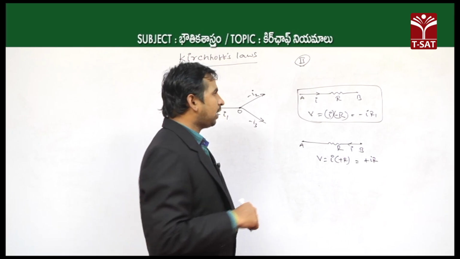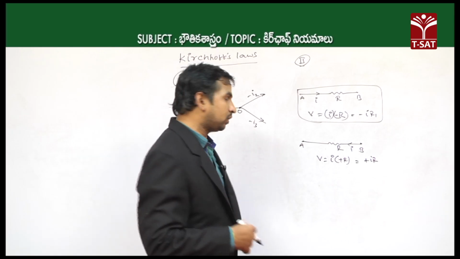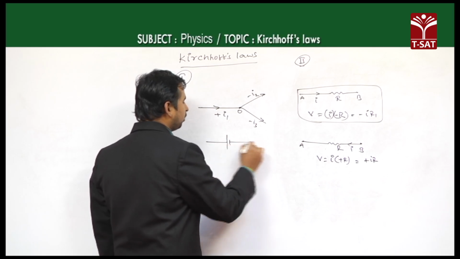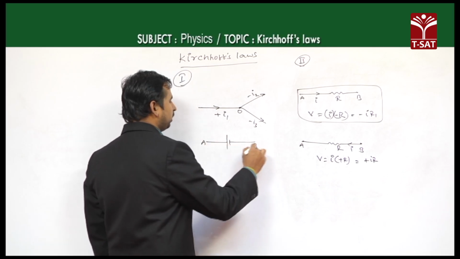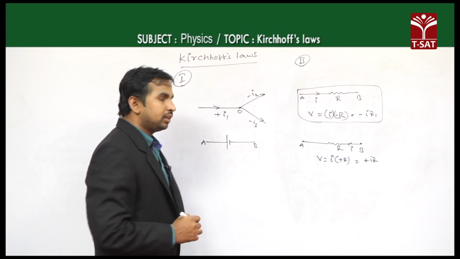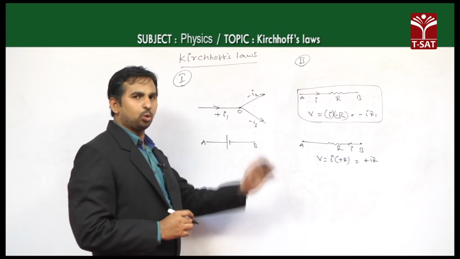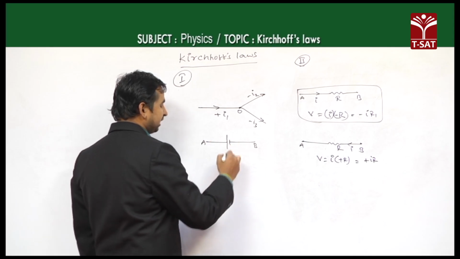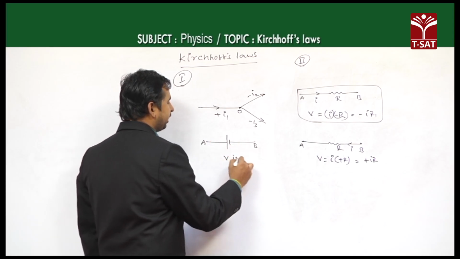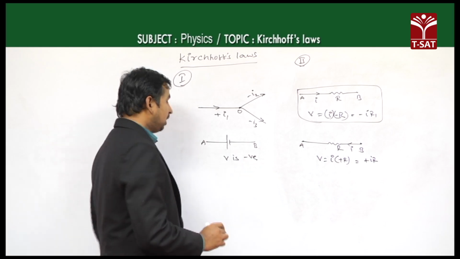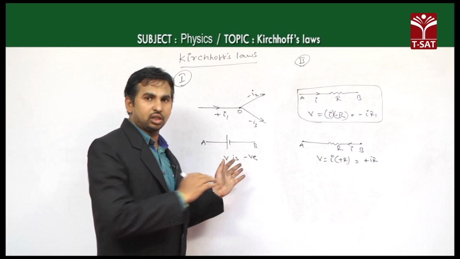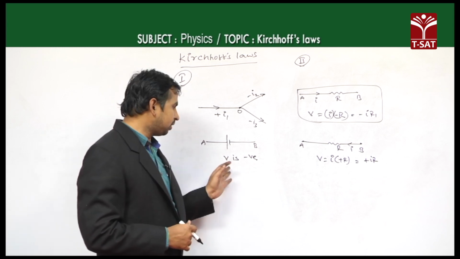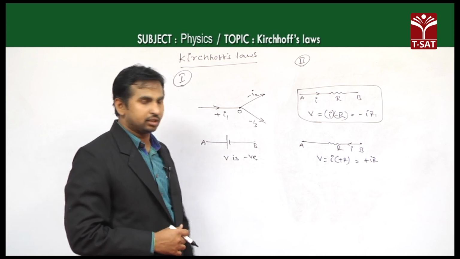Suppose a voltage source is present across the path. How do we take that voltage? If you are going from A to B with a voltage source like this, going from high potential to low potential, then V is taken as negative, because we are starting from a high potential region and slowly moving towards the low potential region. So that is why we take V as negative.